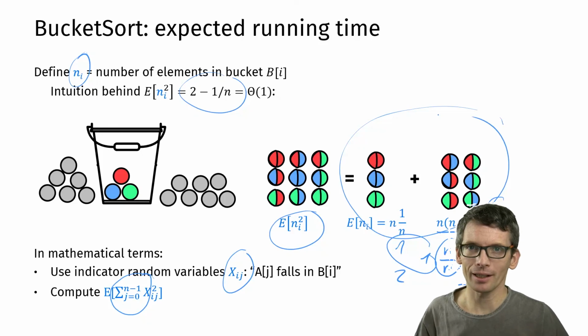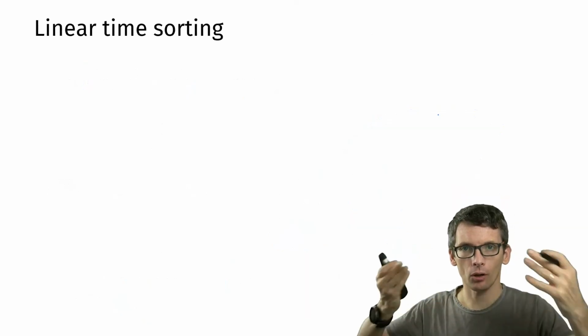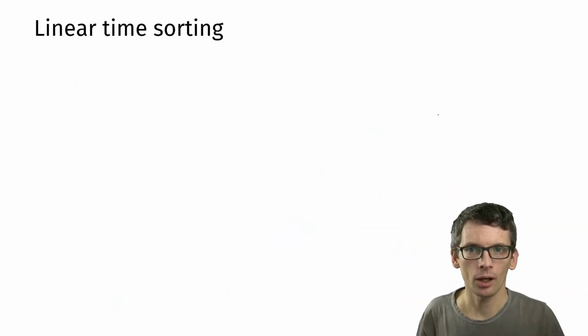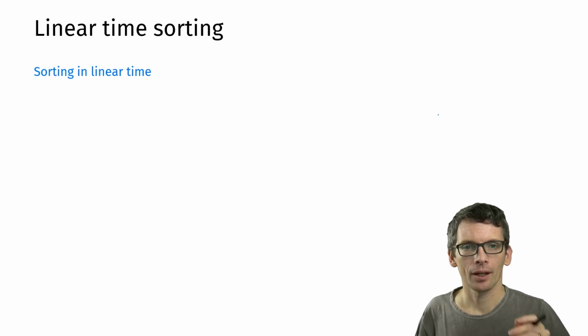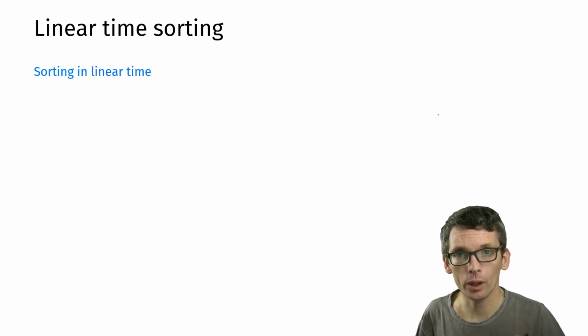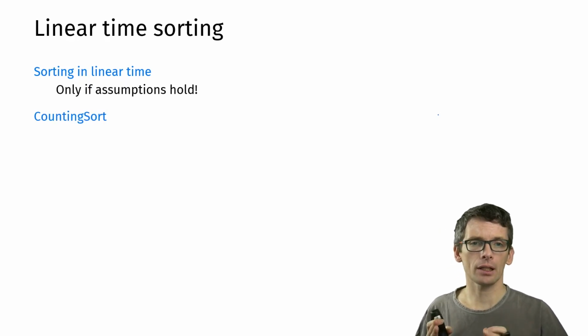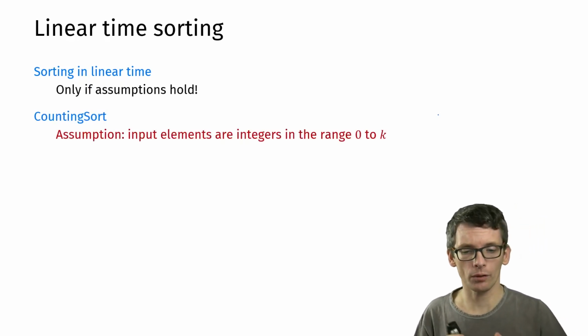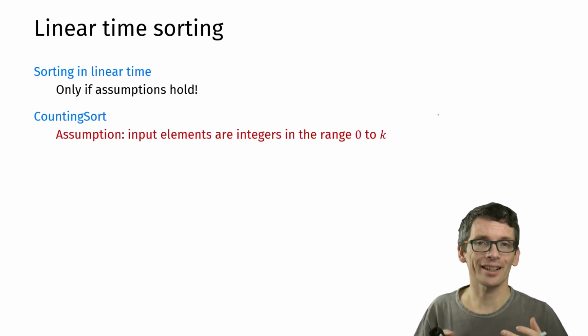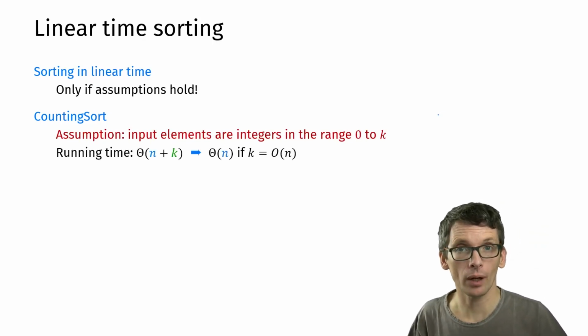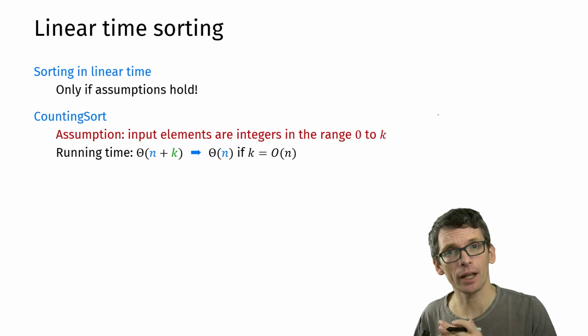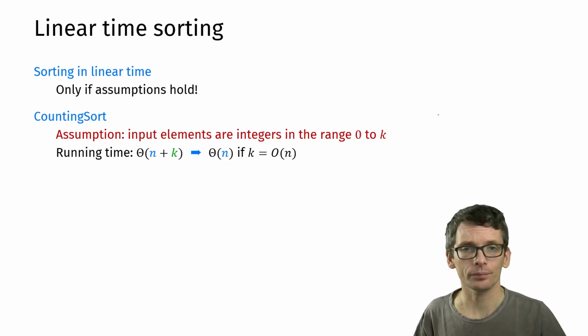So what have we seen? We've seen a sorting lower bound in the first half, and then we saw linear time sorting algorithms, and those require assumptions. We had counting sort. There the assumption was the numbers are in a certain range from 0 to k, and then we get order n plus k as a running time, which is linear time if k is of order n.